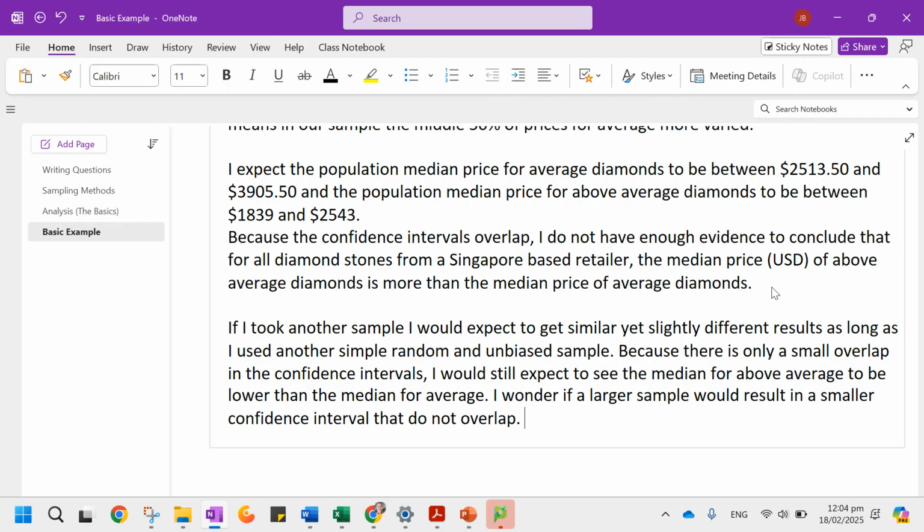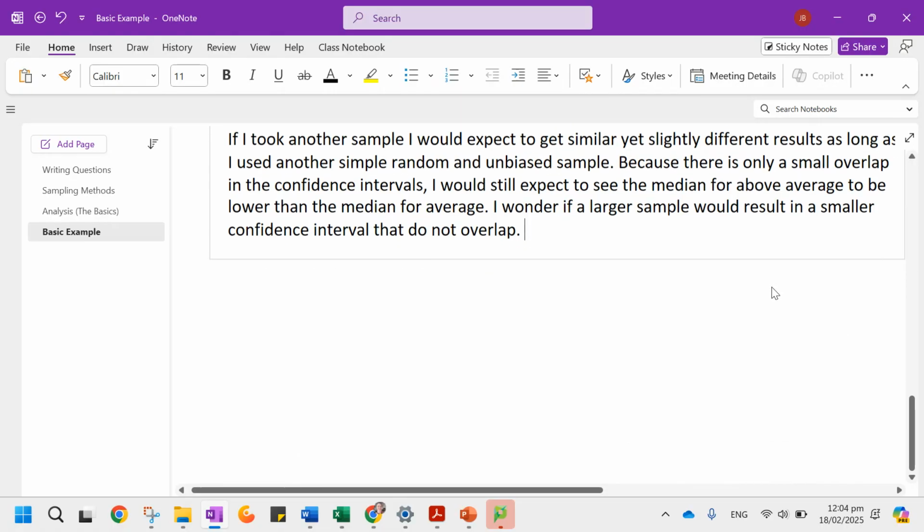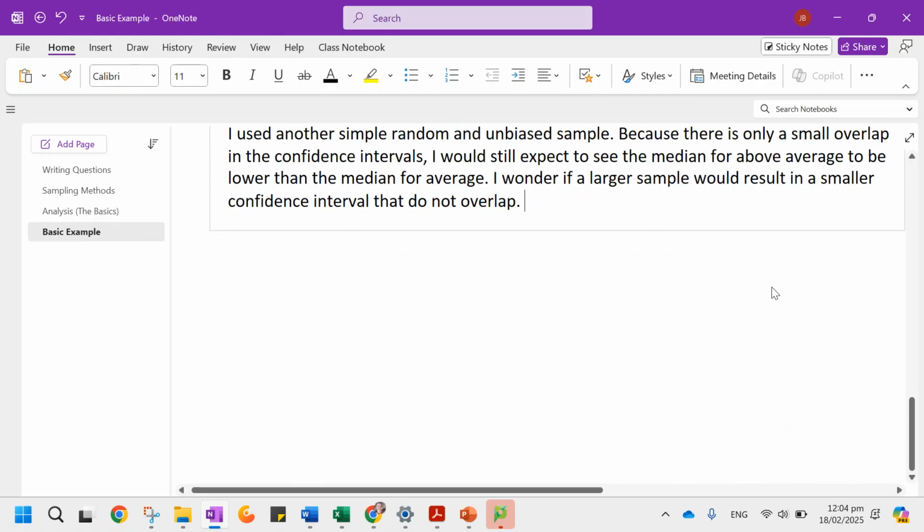So we could do multiple samples. Some of them might overlap, some of them might not overlap. Okay, how would we mitigate that? Take a bigger sample. We can't really with this data set, considering they only gave us that amount. But then that's it. Done. That's a whole assessment. Finished. Not too bad, eh?